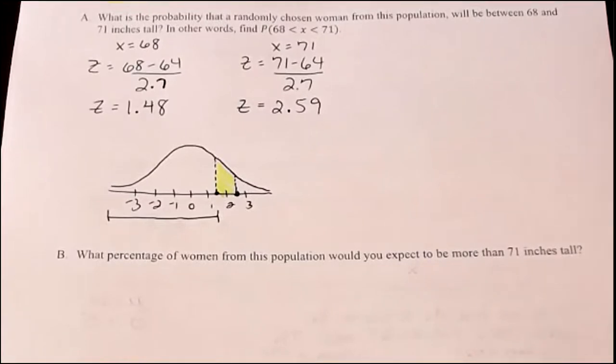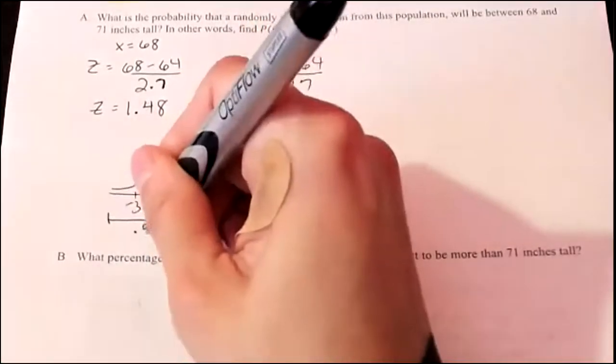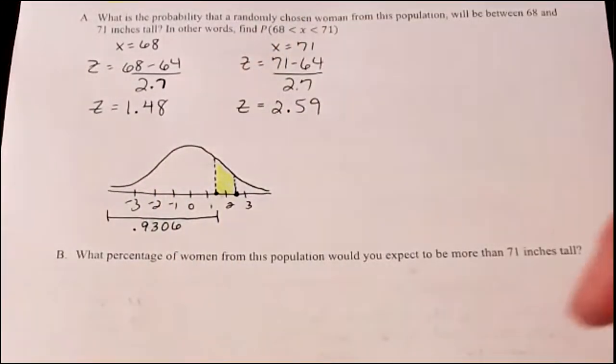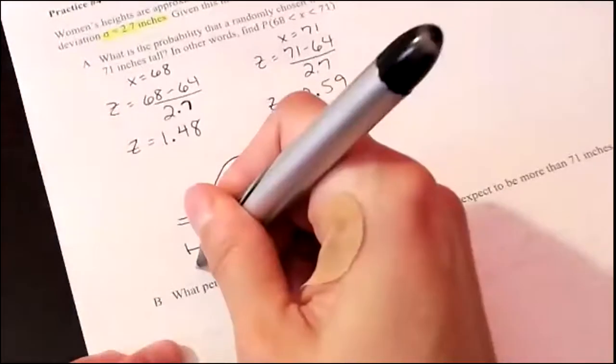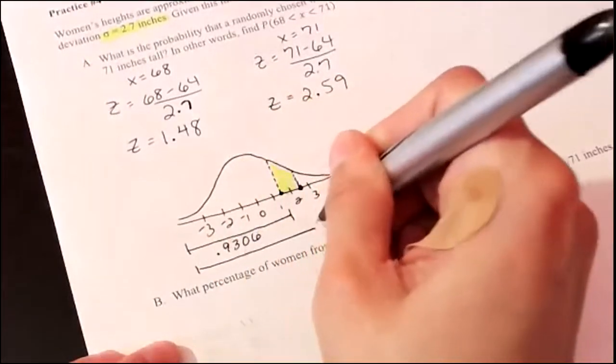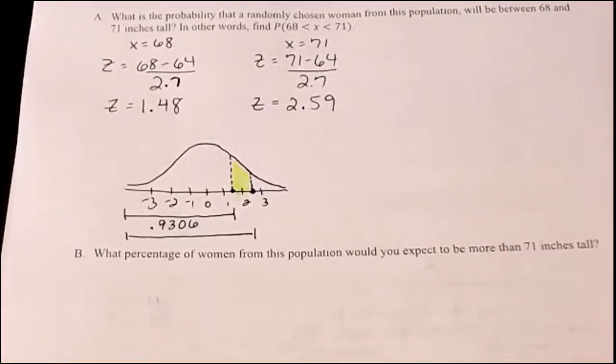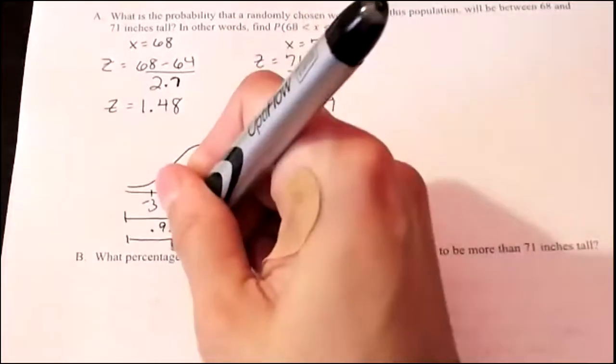Is it 0.9306? Yes, beautiful. 0.9306. Good. We're going to do the same thing. We want the area to the left of a z-score of 2.59. So Sudhajini gave us the area to the left of 1.48. Someone else give us the area to the left of 2.59. Emma, you're 0.9952. Yes, excellent. 0.9952. Beautiful.